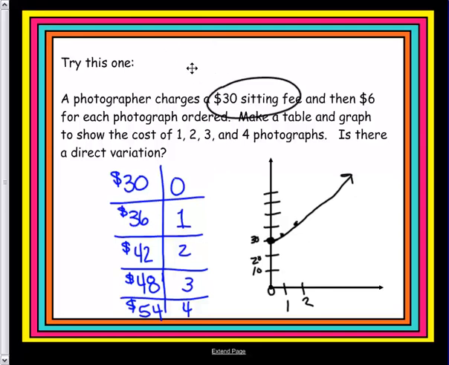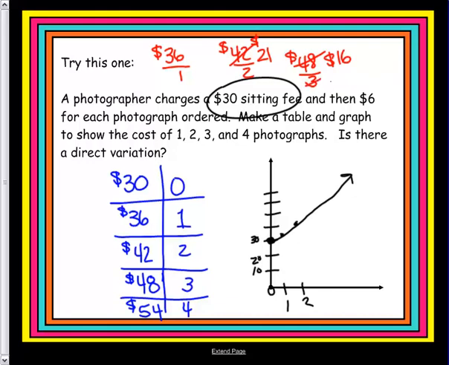But the key here is that $30 sitting fee. Okay, if I buy one picture, money on top, right? I didn't even follow my own directions. Money on top, $36 for one, $42 for 2, $48 for 3. Let's find the unit rates, okay? How much am I paying? $21 for 2. How much am I paying? $24 for 3? No. 20. I got to divide by 3. 48 divided by 3.